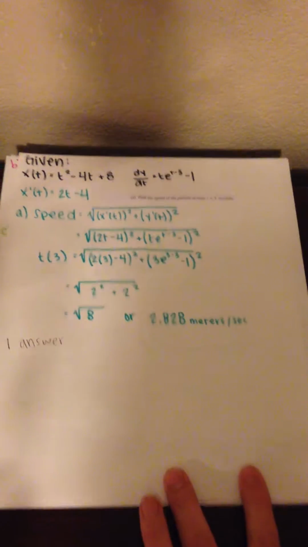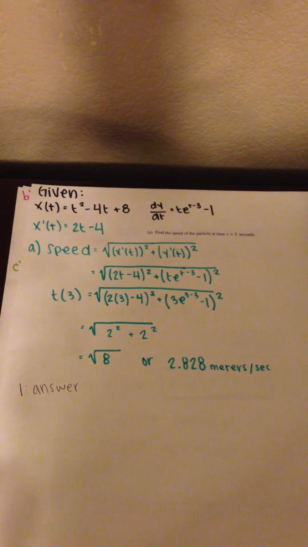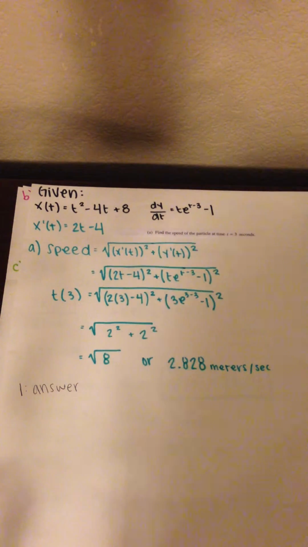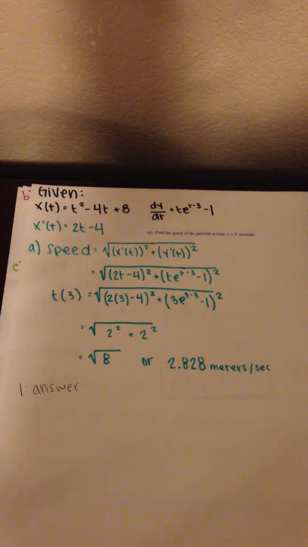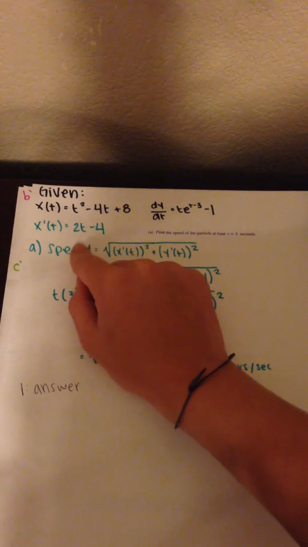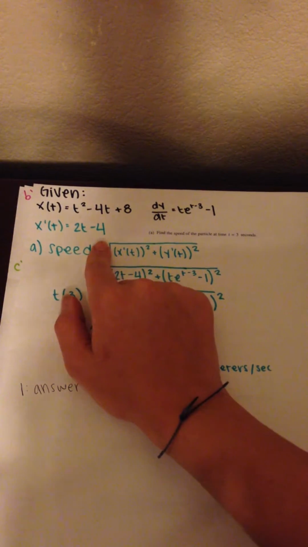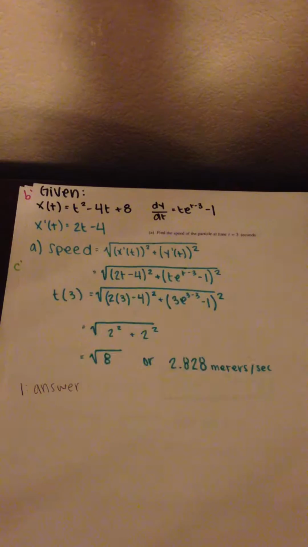Problem A. So it's given to us that x of t is equal to t squared minus 4t plus 8, and dy dt is equal to t e to the t minus 3 minus 1. We can find the derivative of x of t by using the power rule. We bring down the 2 to get 2t, and the derivative of 4t is just 4, so it would be 2t minus 4. To find the speed, we need the equation.